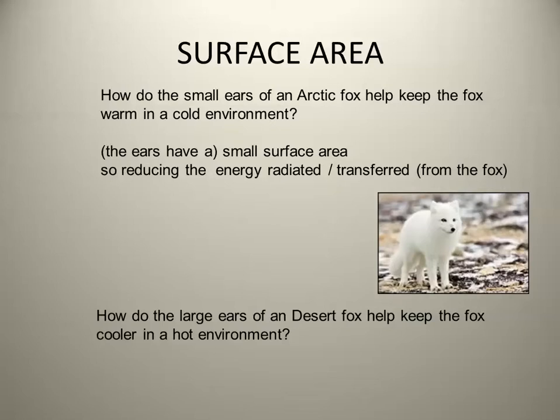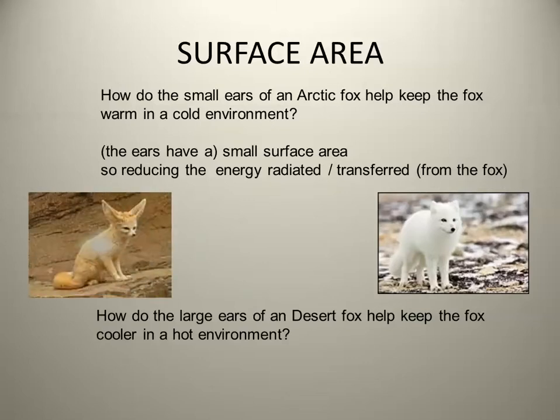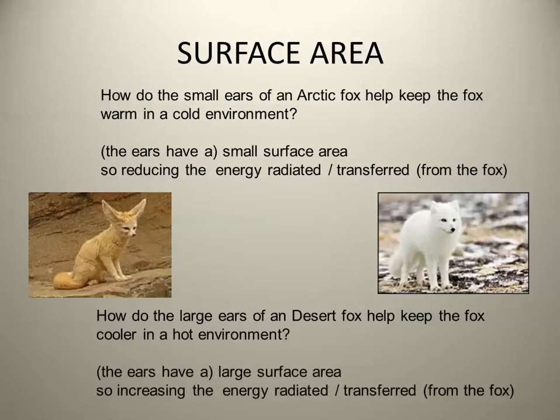Okay. The next one: how do the large ears on a desert fox help keep the fox cooler in a hot environment? Well, here's a cute picture. There's our desert fox. As you can see, it has huge ears compared to the little Arctic fox. So how does that work? Okay, pause the video again and have a think. Here's the answer. The ears have a large surface area, so increasing the radiated energy transferred from the fox.